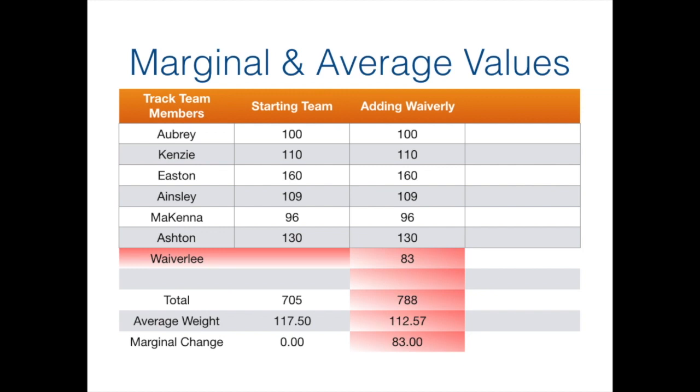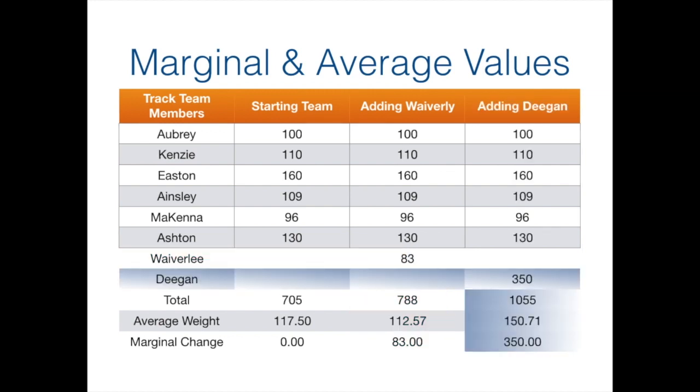With Waverly on the team, the average team weight goes down, even though there would be one more team member. Now the coach decides that rather than including the long-distance runner, the team has a greater need for a shot putter and adds former sumo wrestler Takamiyama, better known as Konishiki in the U.S. The marginal change is 350 pounds since that is both his weight and the marginal change in inputs. The team total weight increases by 350 pounds to 1,055, and the average is now 150.71 pounds.